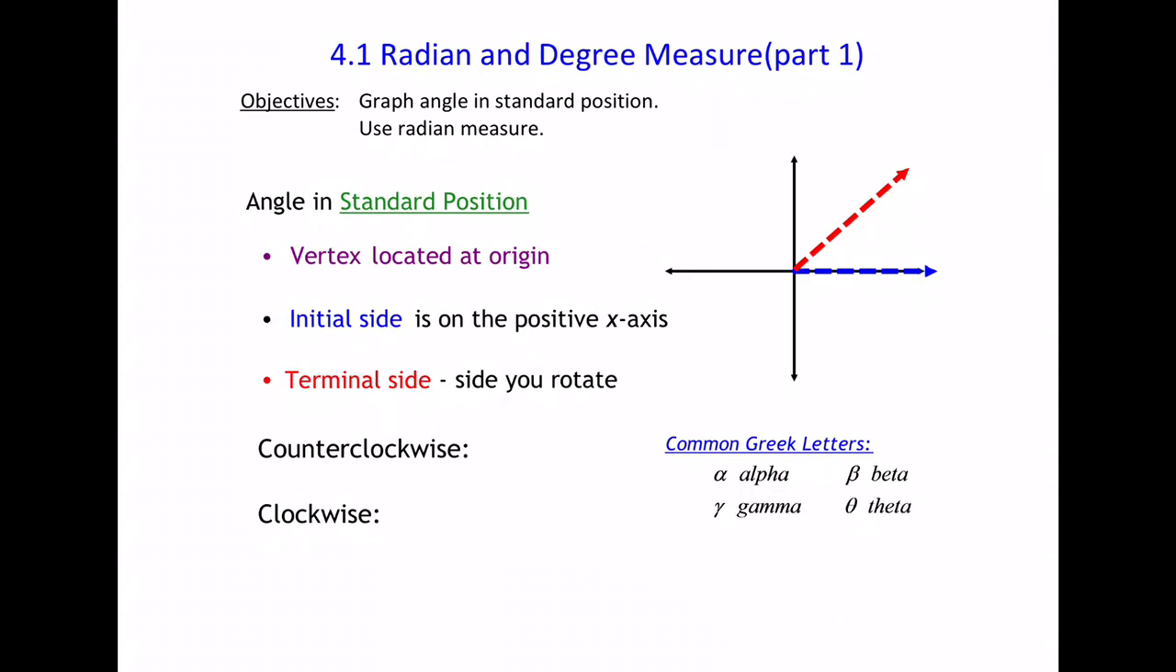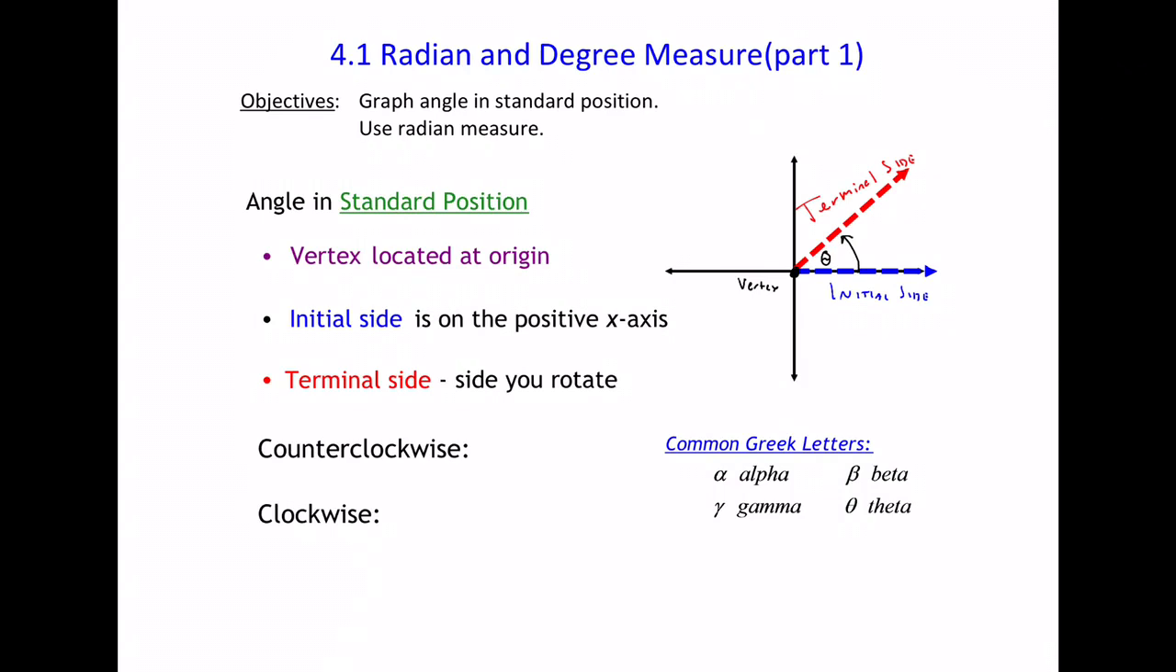Standard position, vertex is located at the origin. So right here you will have your vertex. The initial side is always on the positive x-axis. And your terminal side will always be the side that is rotating. We will indicate the direction that we're going from the initial to the terminal side by using an arrow from the initial to the terminal. And we typically call this angle theta.